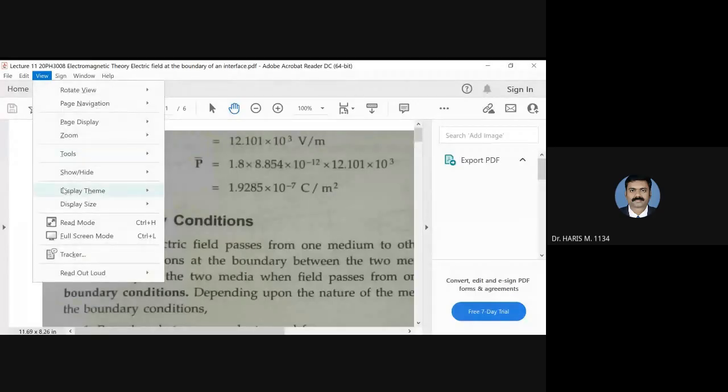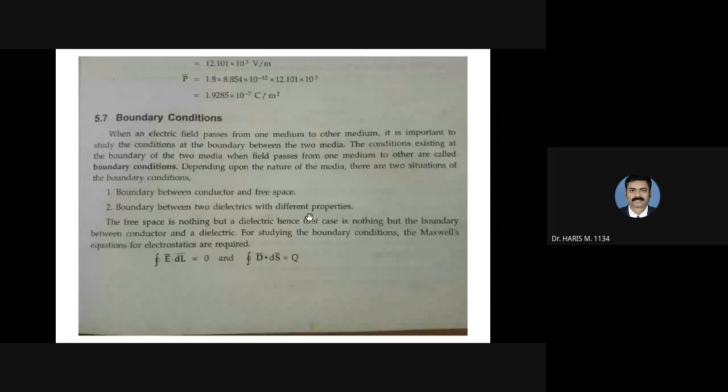So let me share the PDF file now. I hope you are able to see the PDF file.